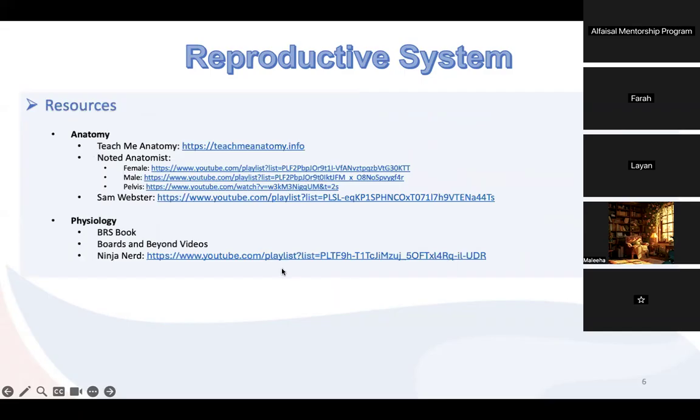These are the resources that you can use for the reproductive block. Same resources: you have videos like Sam Webster videos, which are good for pelvic anatomy. You have Noted Anatomist. For physiology, the same thing: you have Boards and Beyond, you have Ninja Nerd. So these are additional resources that you can use in case you didn't understand something in your lecture and you want to go deeper and understand more about it.